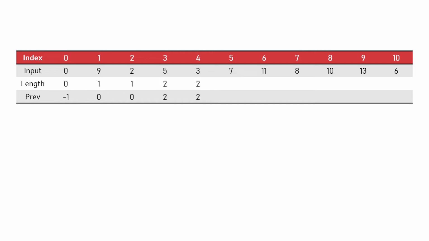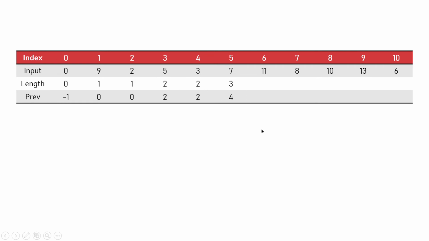If we compare 7 with 2, then up to 2 the length is 1, so 1 plus 1 is 2. If we compare it with 3, 2 plus 1 is 3, and if we compare it with 5, the length is also 2 plus 1, which is 3. Therefore, the larger length is with 5 and 3, so we will take the larger one. We can take either 5 or 3. So the length of 7 will be 3, because 1 plus 2 is 3.